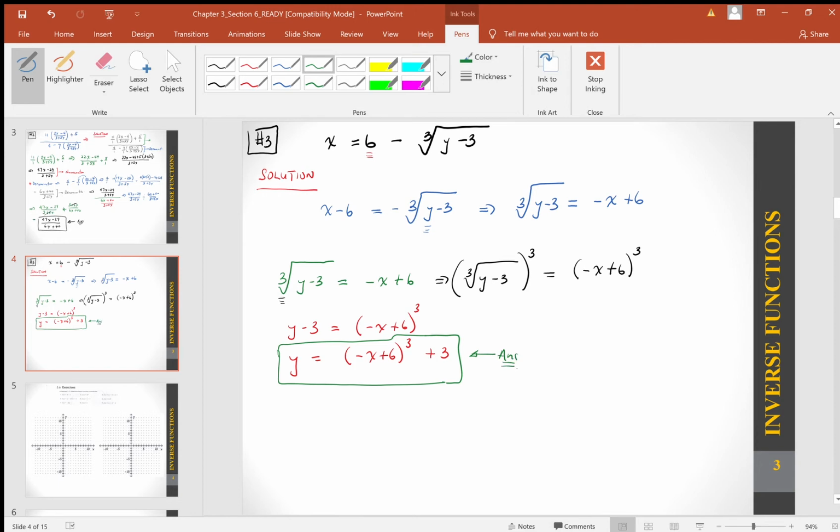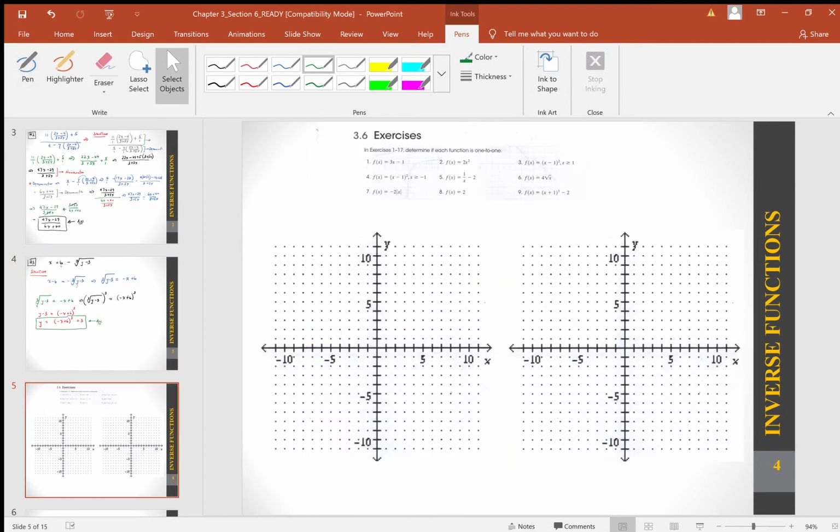Okay, so let's move on to another problem. We're looking at number 1. I'm going to do number 2, I'm going to do number 3 for you, and I'll do number 9. Those 4 problems. For the first one, number 1, they want us to determine if each function is a 1-to-1.